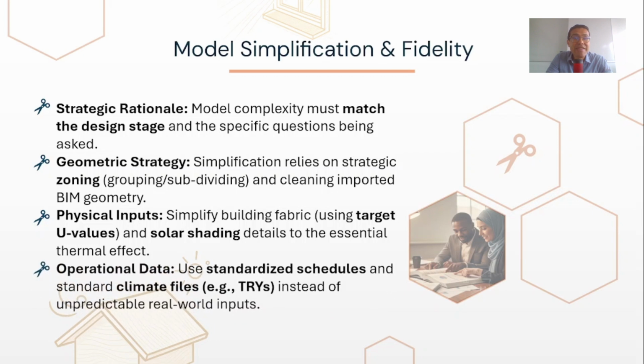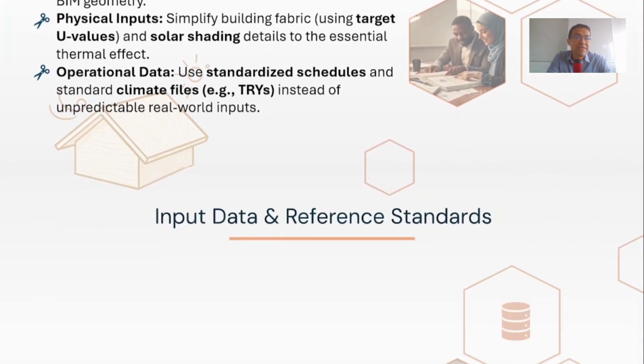Finally, operational data requires simplification because human behavior is unpredictable. We rely on standard schedules for things like occupancy and lighting hours. For climate, we use standard files like test reference years for annual energy calculations, which represent long-term average conditions rather than the unpredictable weather of a specific year.